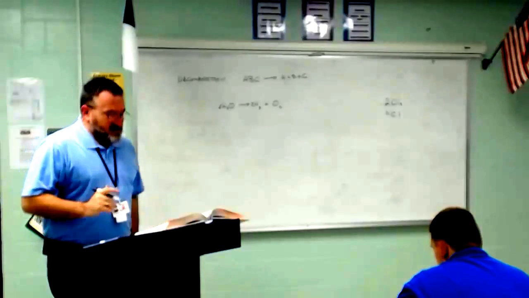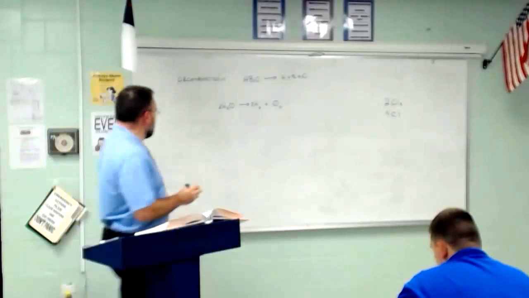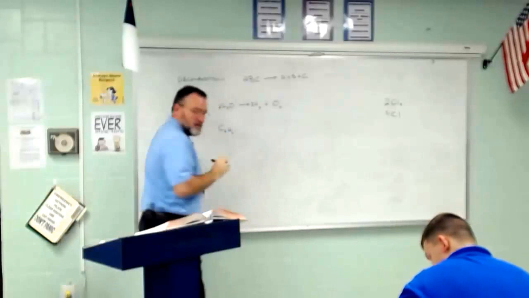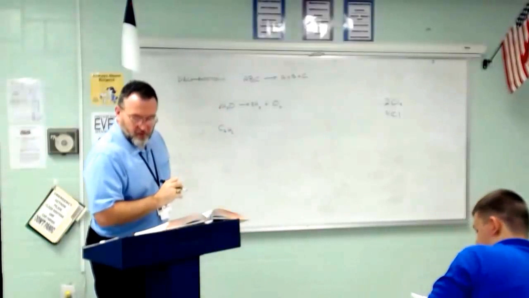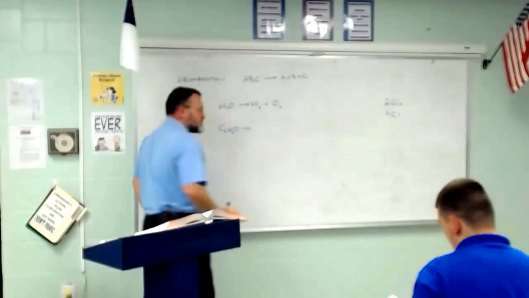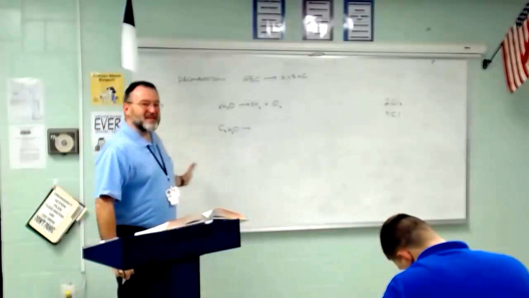Example 7.1 says, write the chemical equation that describes the decomposition of ethanol. It's C2H6O. Yep, C2H6O. What does C2H6O turn into, knowing that we're going to talk about a decomposition reaction?